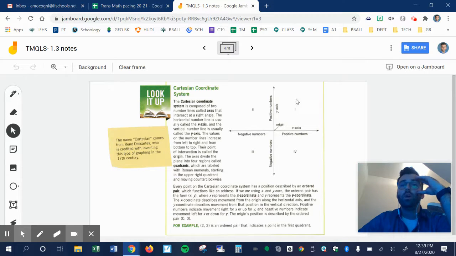Something I want to talk about is our quadrants. Quadrant 1 is in the upper right-hand corner, as you can see. So this is quadrant 1 here, then quadrants 2, 3, and 4. Oftentimes you'll see those quadrants labeled with Roman numerals like this. I'm going to allow you to use just numbers sometimes. That's totally fine with me.